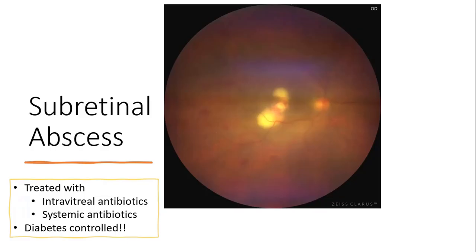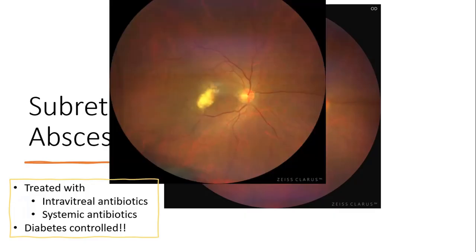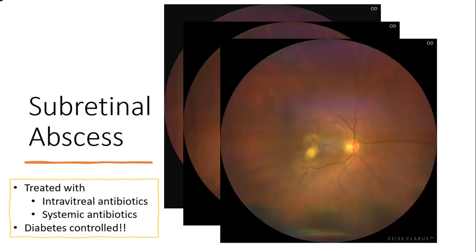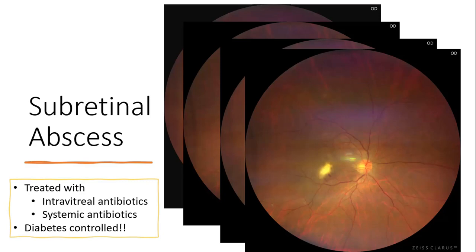Over a course of systemic control with systemic antibiotics and a couple of intravitreal injections, the lesion healed well and eventually led to a scar, which was in the macular area, and hence the visual recovery was poor. No organism was isolated here.